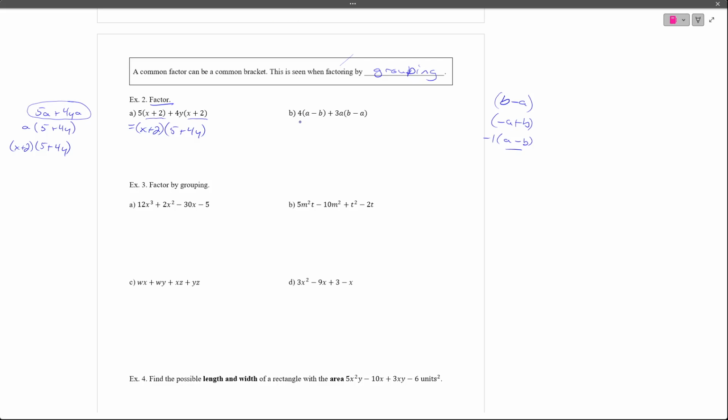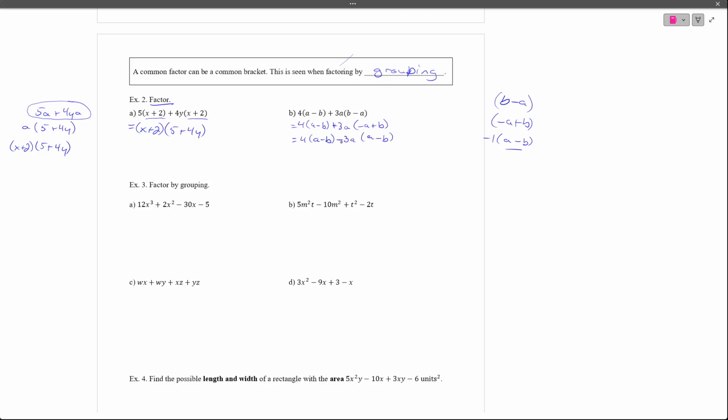So we're going to leave the 4 and then the a minus b all alone. And over here on the right-hand side, we're going to write this whole thing out. We have plus 3a, and inside we have negative a plus b. Now we're going to factor out that -1, so that -1 gets combined with that 3a. So we end up with 4 times a minus b minus 3a, and then internally we have a minus b.